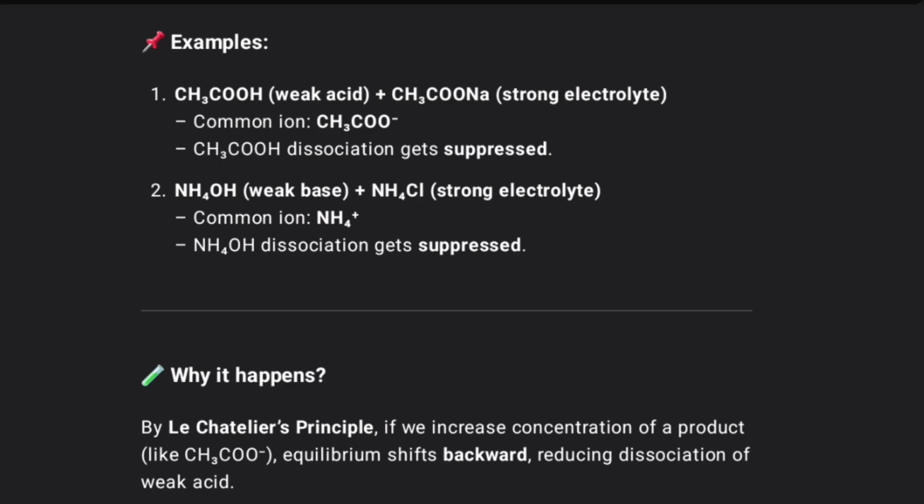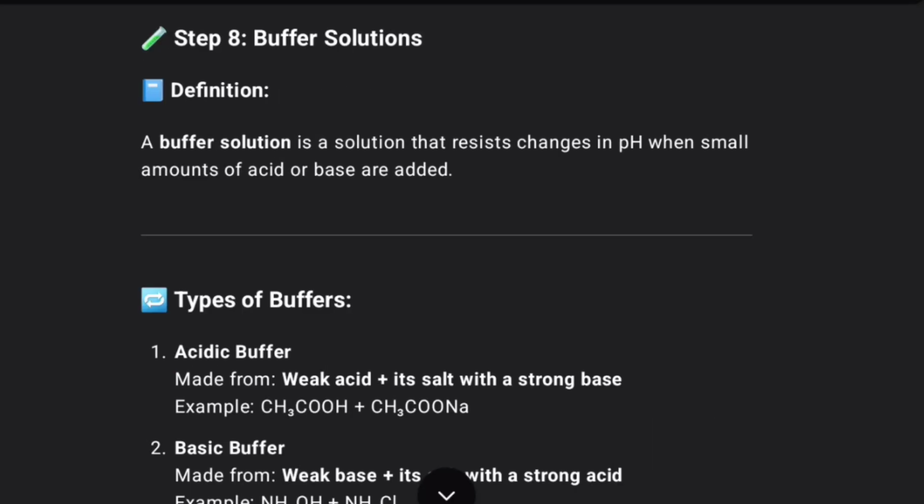Why does it happen? By Le Chatelier's principle, if we increase the concentration of a product like CH3COO minus, the equilibrium shifts backward, reducing dissociation of the weak acid. Buffer solutions. Definition: a buffer solution is a solution that resists changes in pH when small amounts of acid or base are added. Types of buffers.